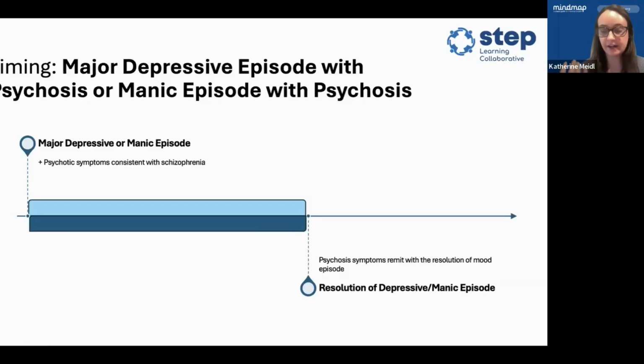And what's important here to help in differentiation from schizoaffective disorder is those psychotic symptoms that you have concurrently with a major depressive or a manic episode. Those are going to be resolving with the mood episode when that's resolving. Unlike in our last slide, when we talked about schizoaffective disorder, those psychosis symptoms are going to stick around in schizoaffective disorder, while they won't necessarily stick around in the major depressive or manic episode.